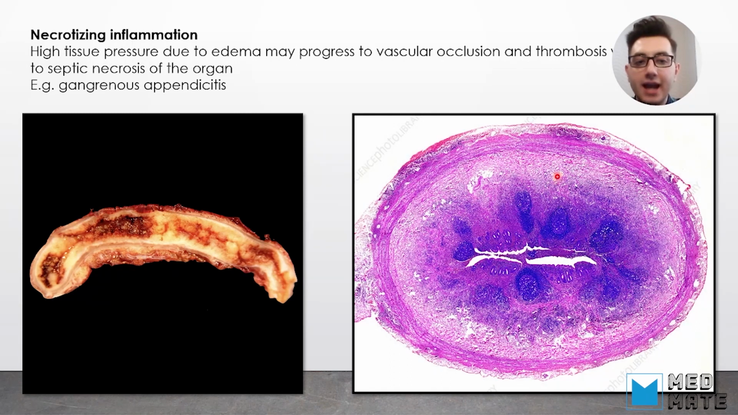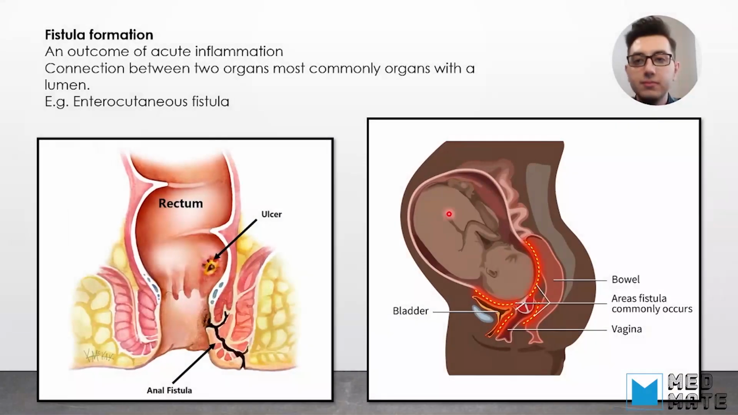You know that in acute inflammation we have edema, and that edema can cause ischemia because it causes occlusion of the vasculature to the tissue, and that eventually can cause gangrenous appendicitis and bursting of the appendix.